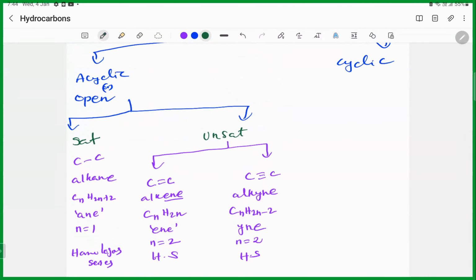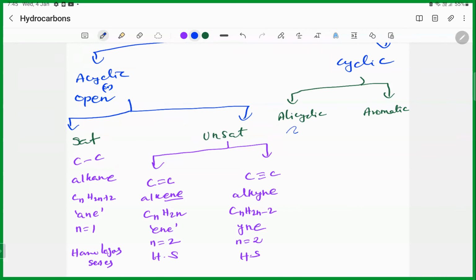And then we classify cyclic hydrocarbons. These are hydrocarbons which contain a closed ring. They are either alicyclic or aromatic. What is the meaning of alicyclic? These are hydrocarbons having a ring which has only single bonds.